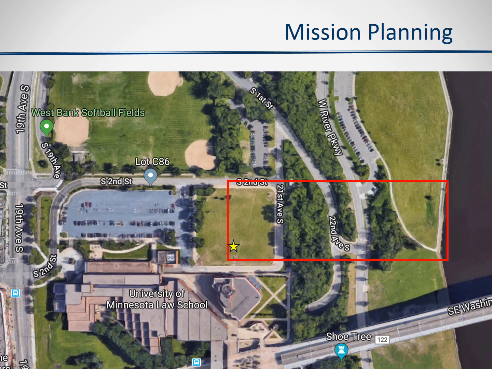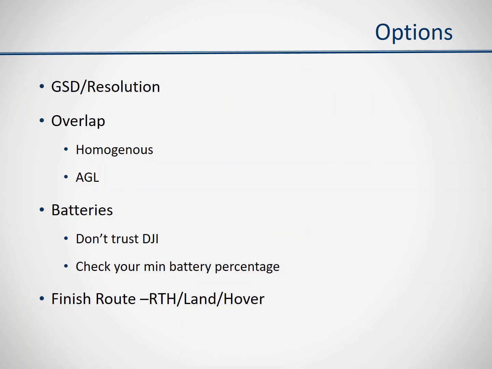So here in this red box is what we are looking at for our mission area. This is just an example. So let's say we want to get a 2D or 3D map of what's in that red box. So the first thing we want to do is discuss what our options are. So we have to decide what we want our resolution to be, our ground sampling distance. Based on that, we will come up with an overlap necessary. So that's front to back and left to right. And that overlap will be based on what is underneath us, so how homogeneous it is, and also what our AGL, that's above ground level, what our altitude limitations are.